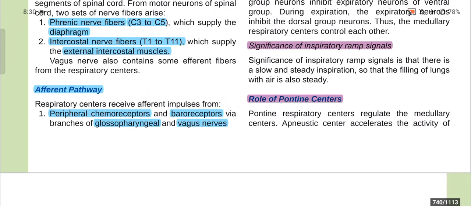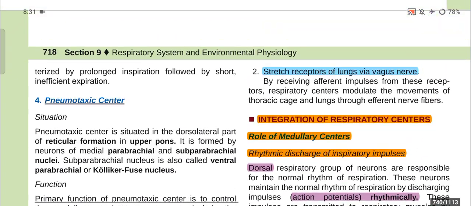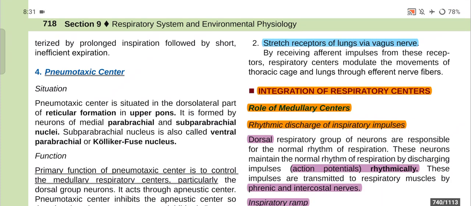Now the afferent pathway. Respiratory centers receive afferent impulses from the peripheral chemoreceptors and baroreceptors via branches of the glossopharyngeal and vagus nerves. In the second point, the stretch receptors of the lungs also help in the afferent pathway via the vagus nerve, and by receiving the afferent impulses from these receptors, the respiratory centers modulate the movements of the thoracic cage and lungs through efferent nerve fibers.